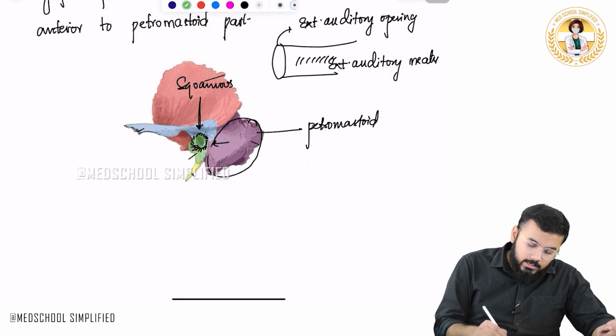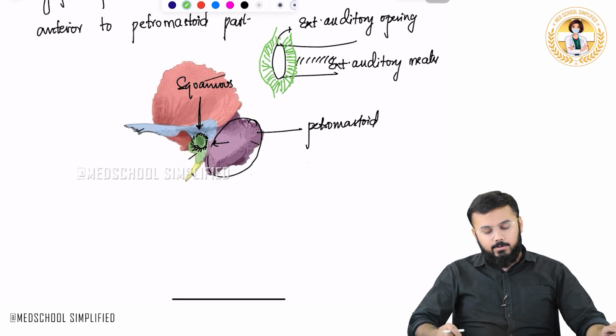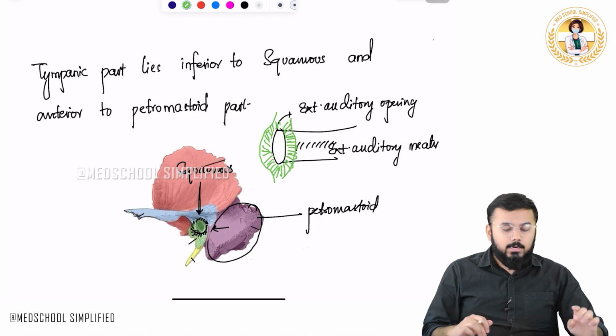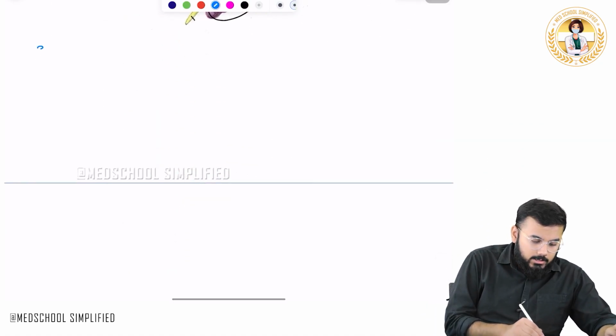Your bone is present surrounding this. So this is the petrous part, this is the tympanic part. You see the tympanic part is completely surrounding this region. Okay. So this is all you need to know regarding the tympanic part, and the next important part is the styloid part. So the next important process is the styloid process.